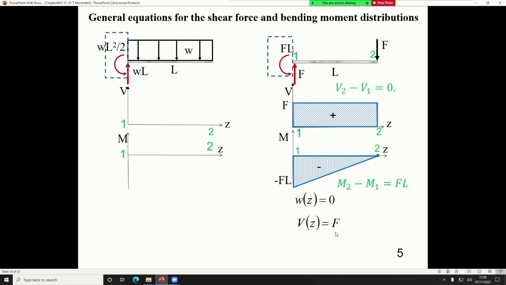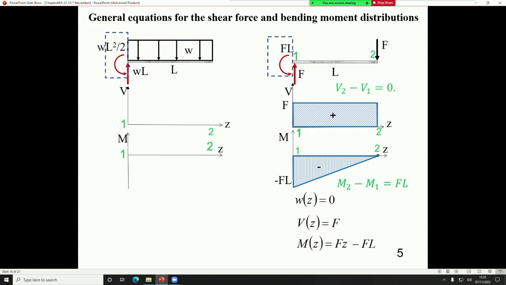What is the integral of F in terms of Z? Yes, please? M, the moment. Yeah, I appreciate that. M(Z), yeah, absolutely. But the integral of F is FZ. Oh, M is FZ. Okay. And at the support, the value of the bending moment is minus FL, so I added that. So the three equations are called general equations for the distributed load, shear force, and the bending moment. Any questions on this? This is the easiest one.